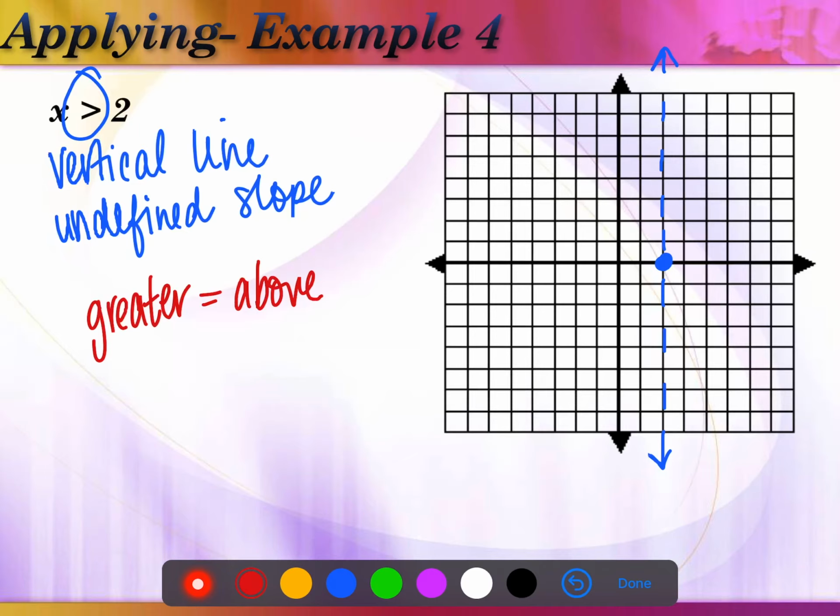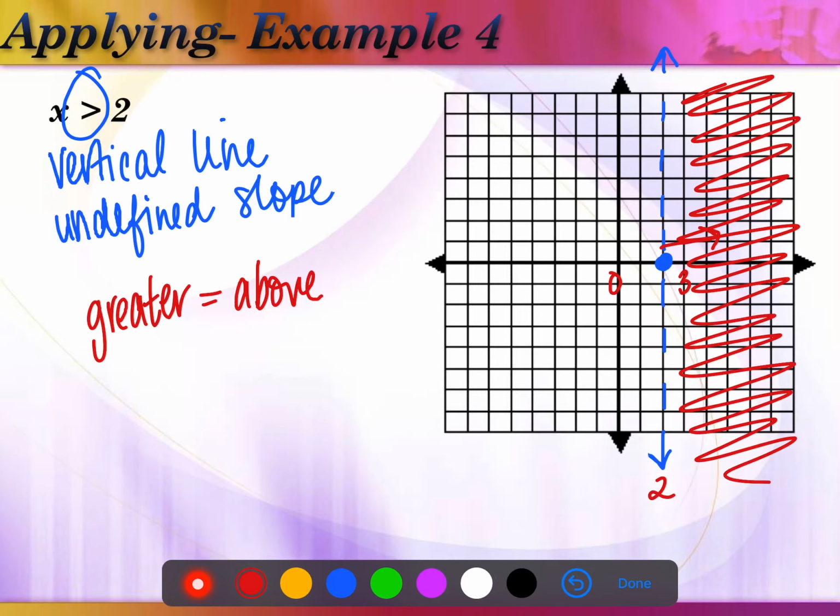So for a vertical line, instead, we want to think, on which side of the line are the values greater? If this is 2, on this side of the line is 3, on this side of the line is 0, so which one is greater? It would be to the right side. So the right is what we would shade for that. That would constitute the above side of the line here.